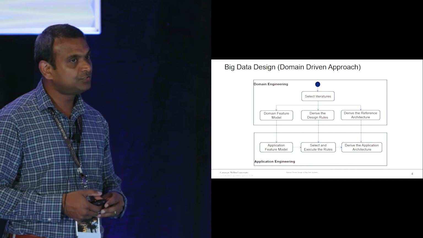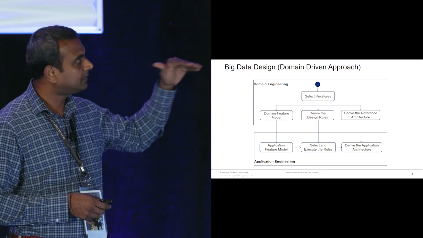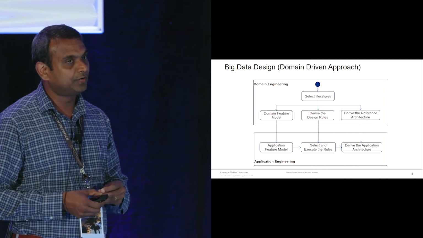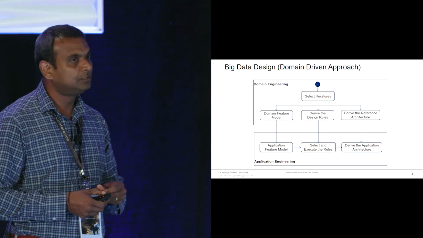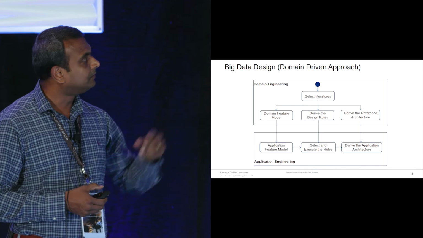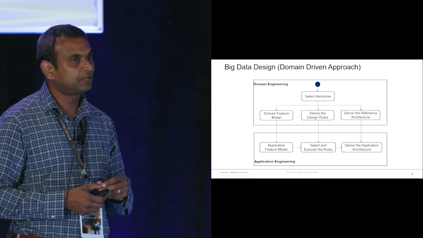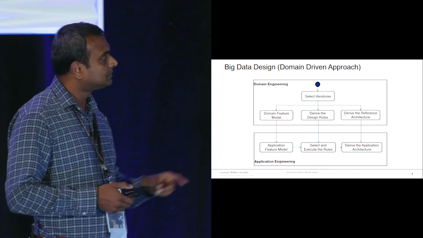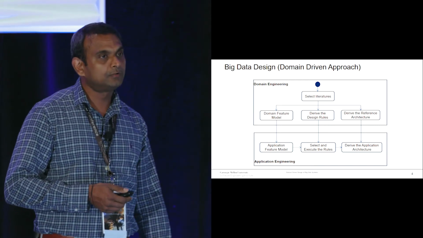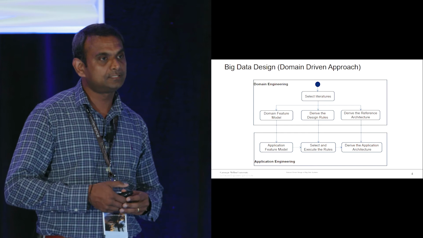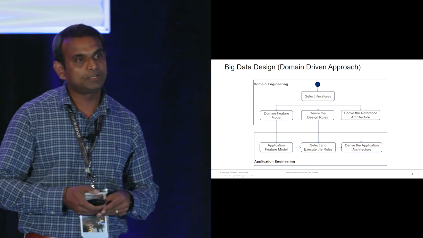In the domain engineering, we take a set of literature as a knowledge base to derive the domain feature model, derive the design rules, and derive the reference architecture. What is this domain feature model? For this domain feature model, we have to follow the domain analysis process, which includes domain scoping and domain modeling.